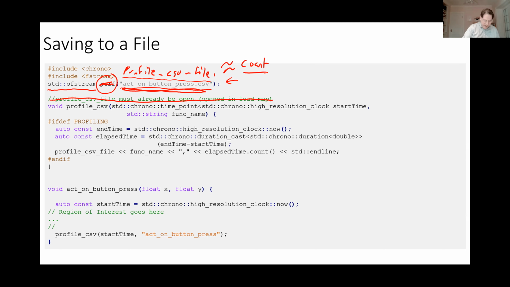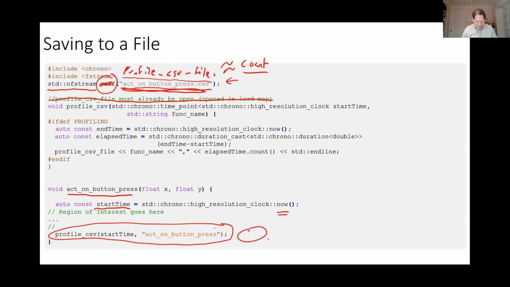Okay, so I want to use this file to capture information on how fast or slow act on button press is. So here's my act on button press routine. And what I'm going to do is get my start time by calling now. And I could compute the end time and print it to a file all down here at the end of the routine. Well, that is what I'm going to do. But to make that a bit cleaner, I've written a helper function.